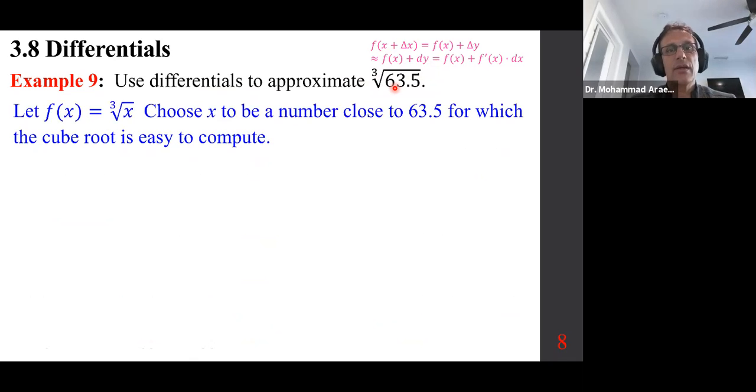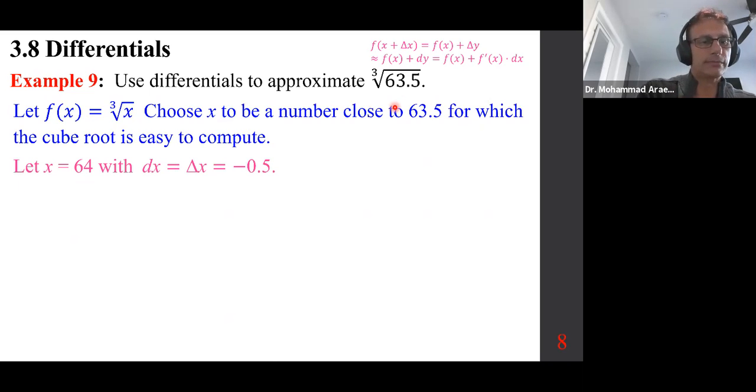So that's the first. The next thing is we want to choose a number which is extremely close to 63.5, and we can find its cube root easily without a calculator. We all know that the cube root of 64 is 4, so the choice would be 64. Then we need to calculate delta x or dx. From 64 to 63.5, there is a difference of 0.5, and it's negative. It's important to see how delta x is calculated.